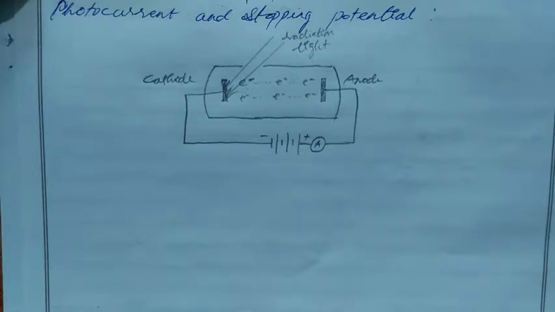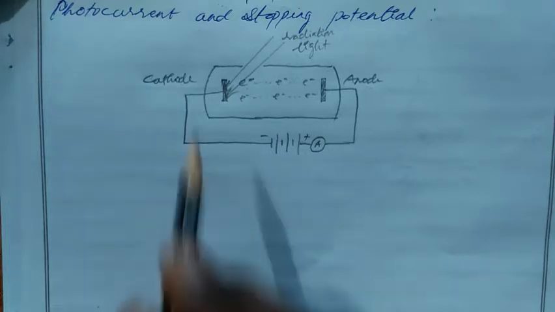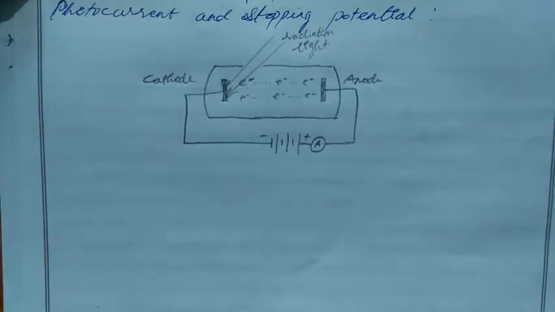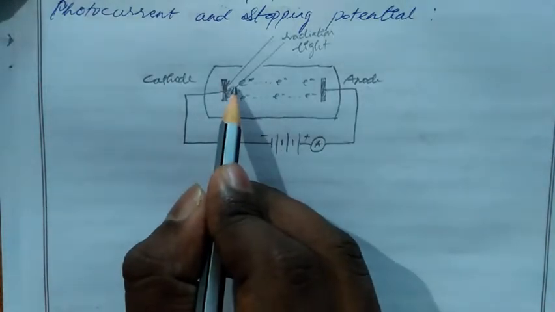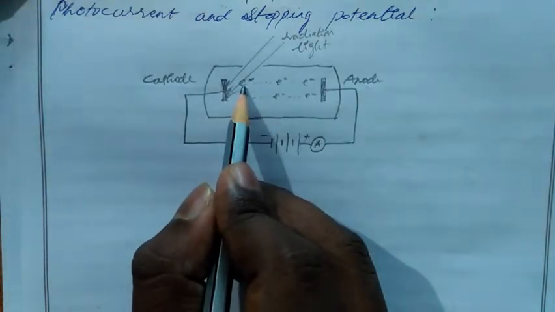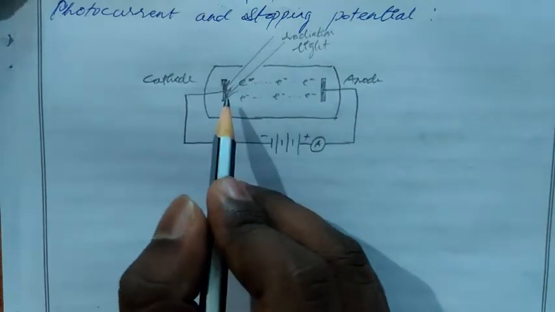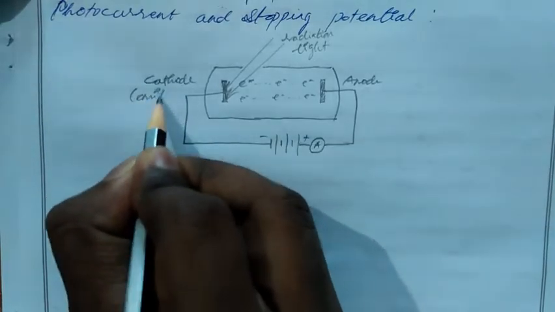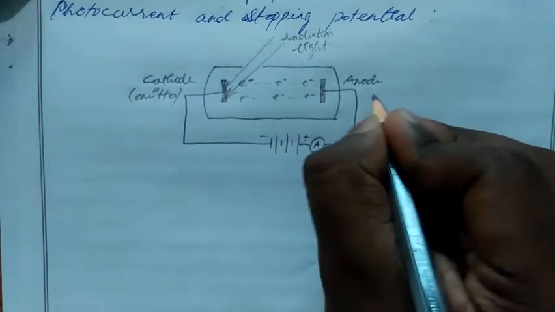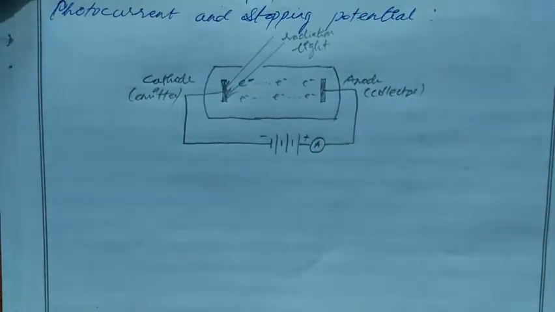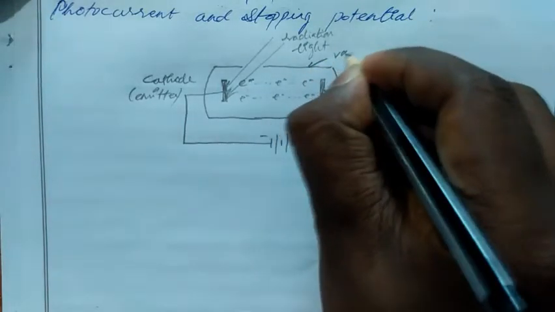Clear? But how long will this metal emit electrons? Until all the electrons have been emitted, then the emission process will stop. Initially electrons will be emitted from this metal, and these electrons are attracted towards the anode, which is at positive potential. So we can say this plate behaves as an emitter which emits electrons, and this anode behaves as a collector which collects electrons. This chamber is a vacuum chamber.